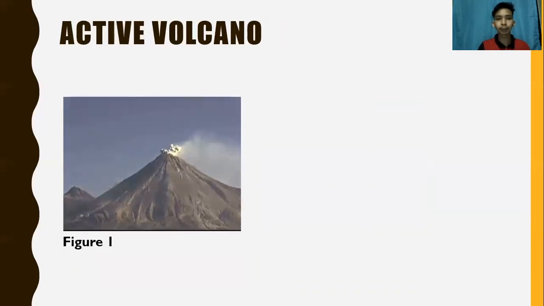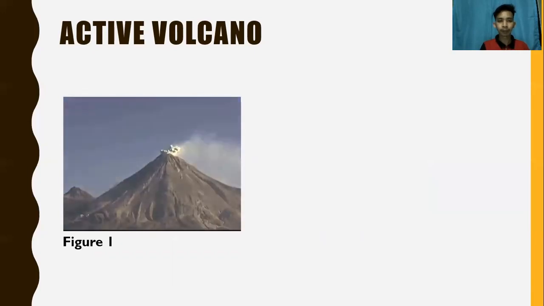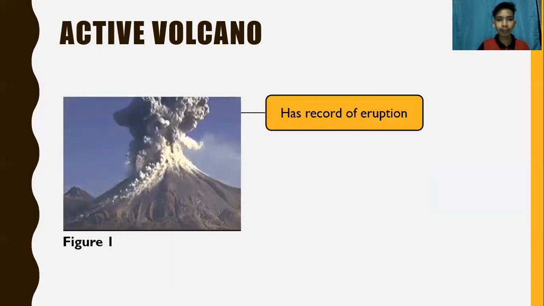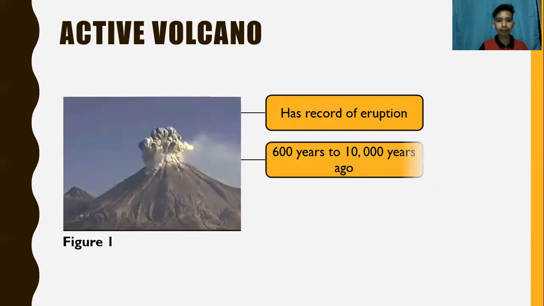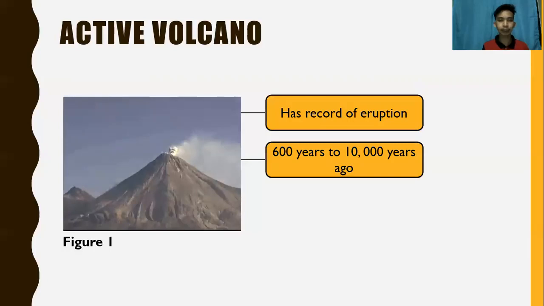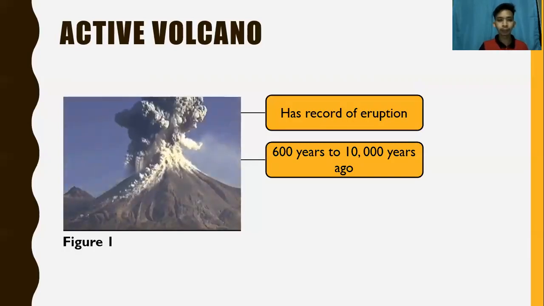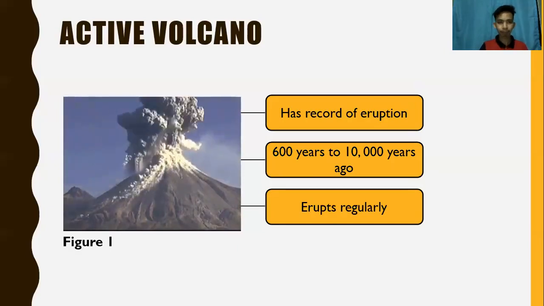The first type is what we call an active volcano. Look again at figure number 1. So how are we going to describe an active volcano? An active volcano has records of eruption. This record of eruption may go back from 600 years to 10,000 years ago. Therefore, we could say that an active volcano erupts regularly for a particular period of time.